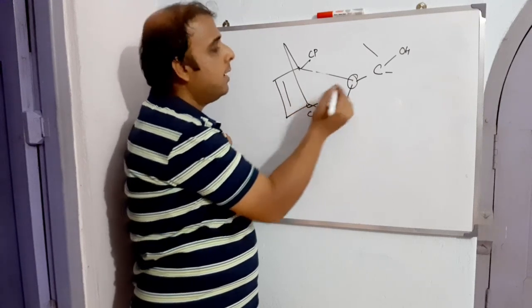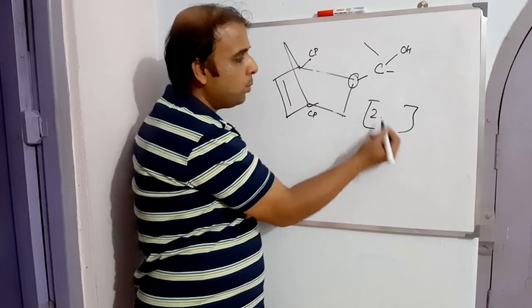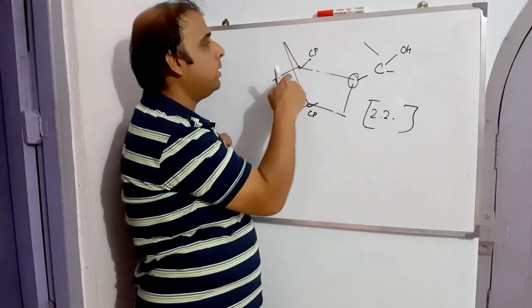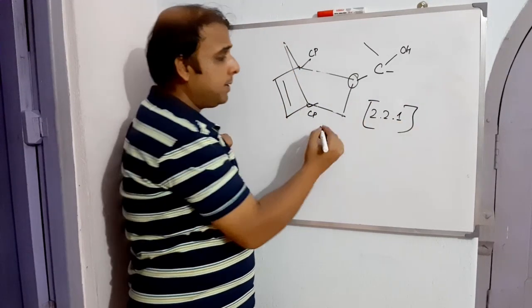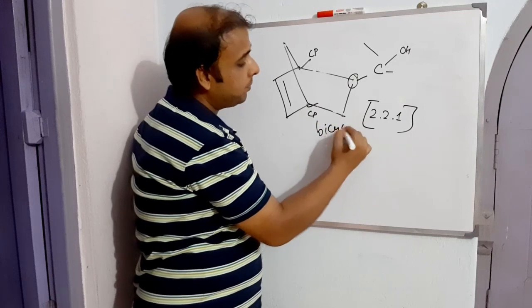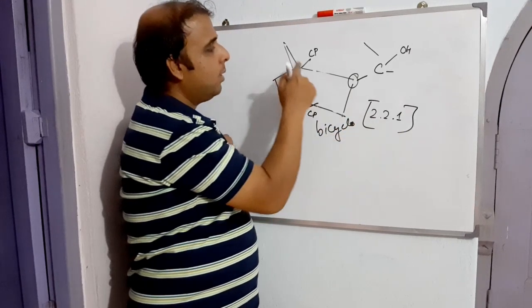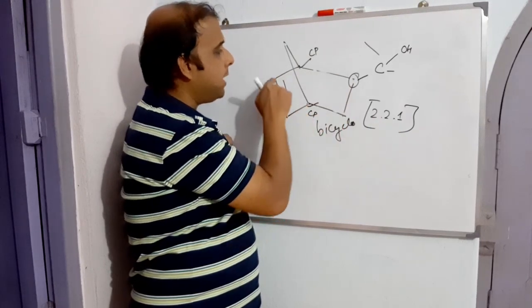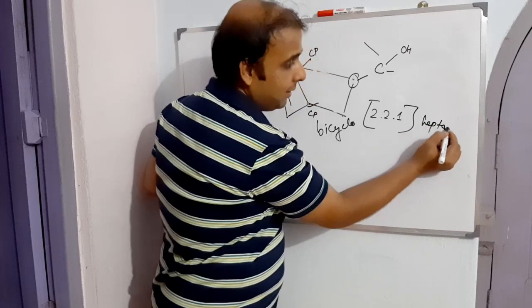In that case, in the third parenthesis, what are you supposed to put? 2.2. What about this one? 1 only. And as there is no heteroatom, simply bicyclo[2.2.1]. Then how many atoms are there? 1, 2, 3, 4, 5, 6, 7. 7 means heptane. Heptane.